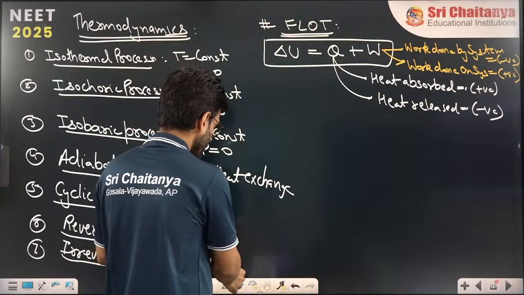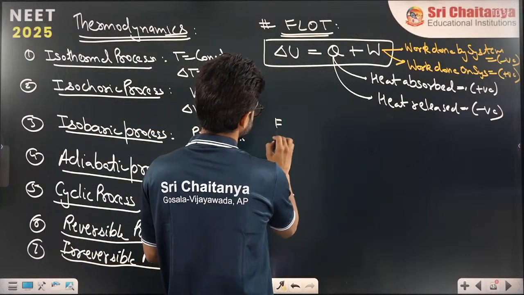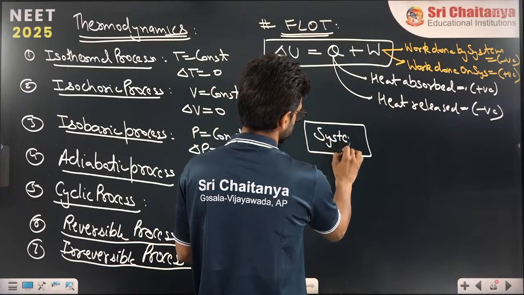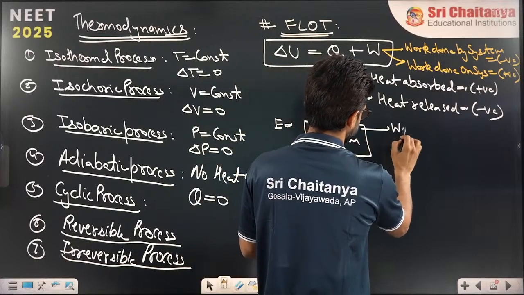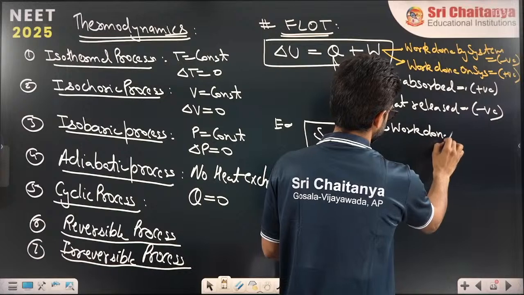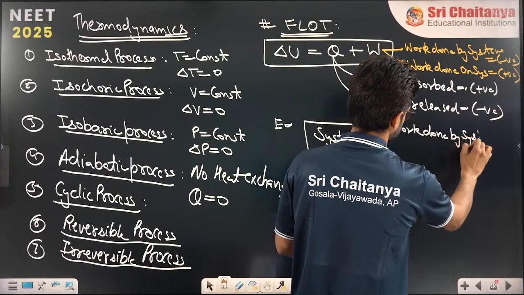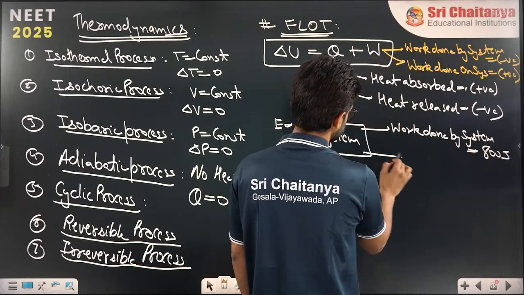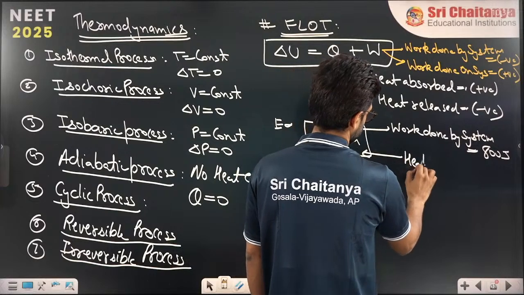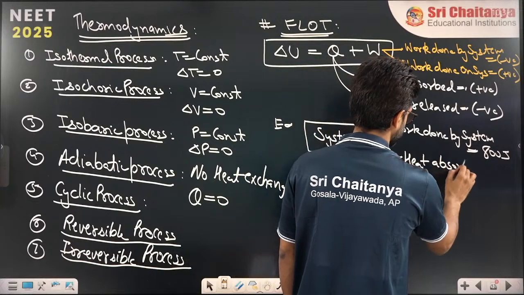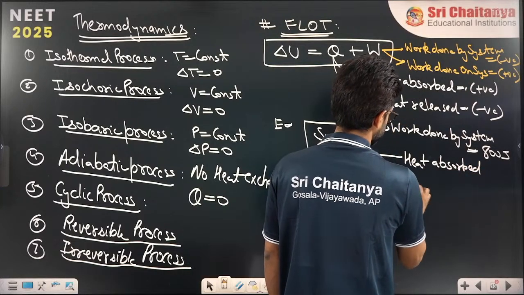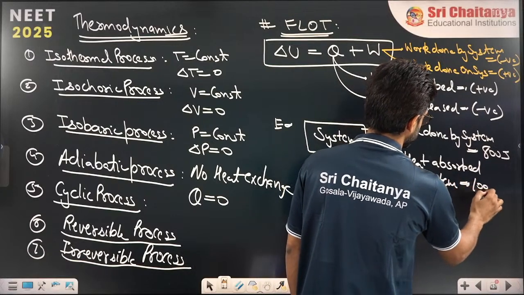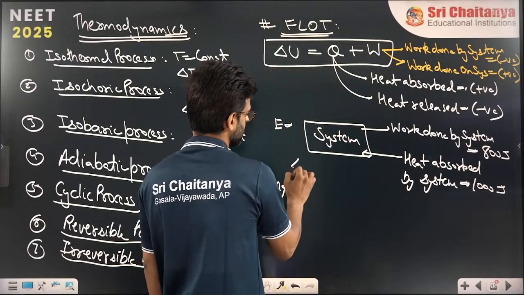So let us see a very important question from the NEET exam. A simple example I am taking. This is our system. I am saying work done by the system, and I am giving the value, 800 joule. And here heat absorbed by the system, and I am saying the value is 1000 joule. They are asking to find delta U.